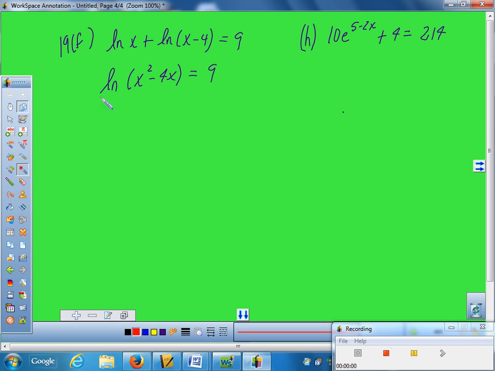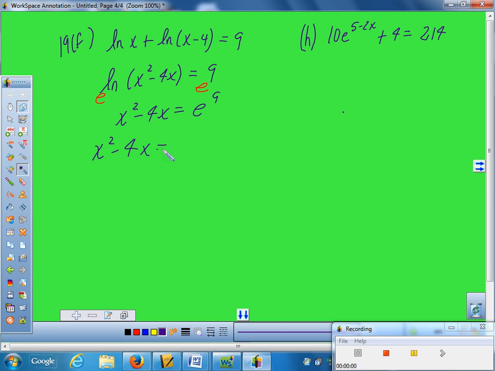And of course, yes, I can use e to get rid of a natural log since they're inverse functions, which will leave my left side as x squared minus 4x. But unfortunately, my right side is e to the 9th. So now, how do I solve this quadratic equation?